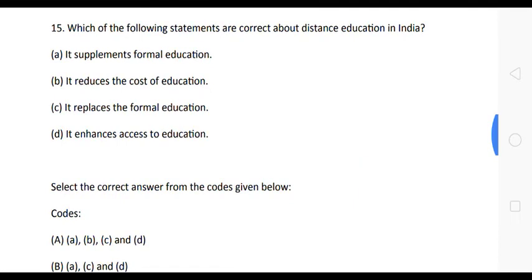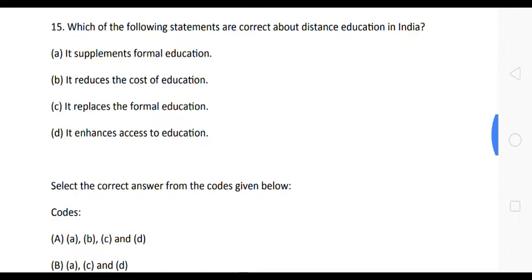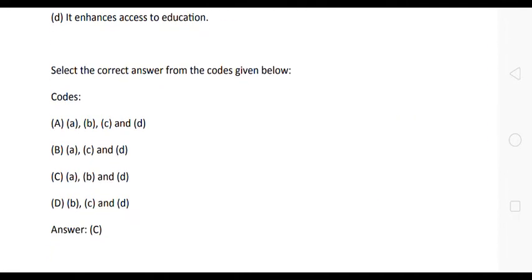The next question is: which of the following statements are correct about distance education in India? The options are option A, it supplements formal education; B, it reduces the cost of education; C, it replaces the formal education; D, it enhances access to education. Here the correct answer is option C.